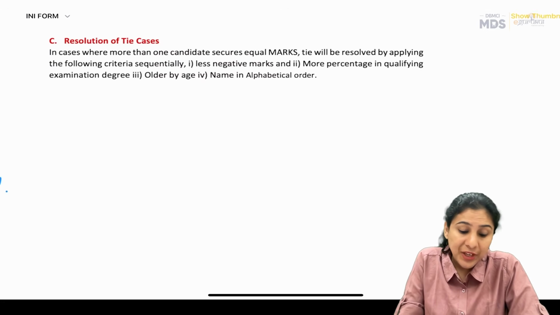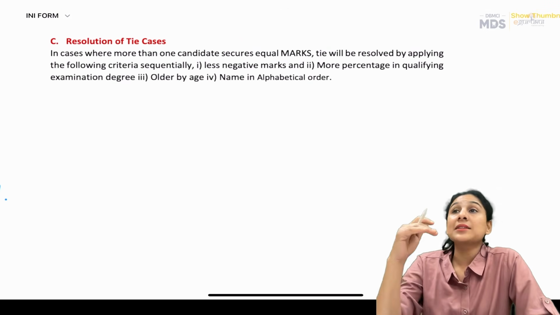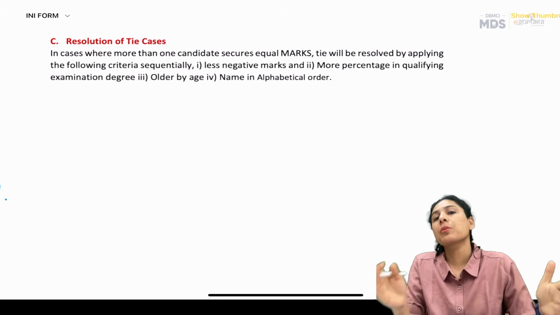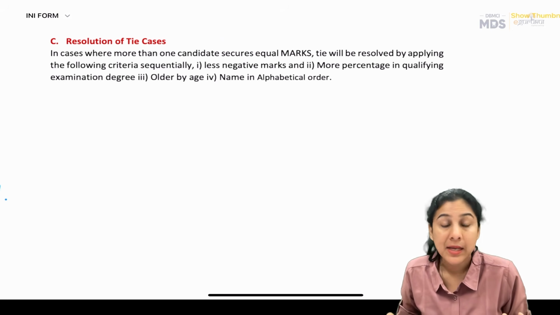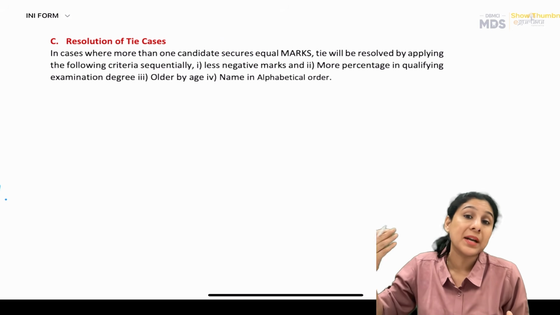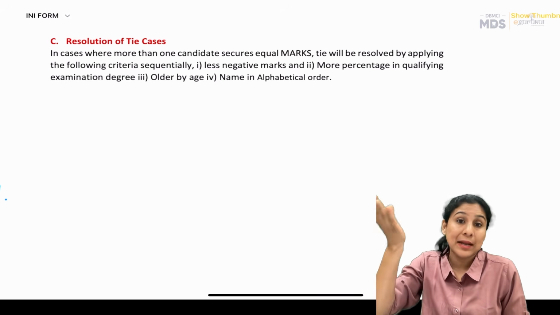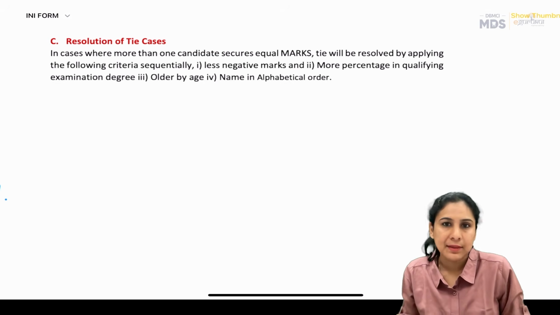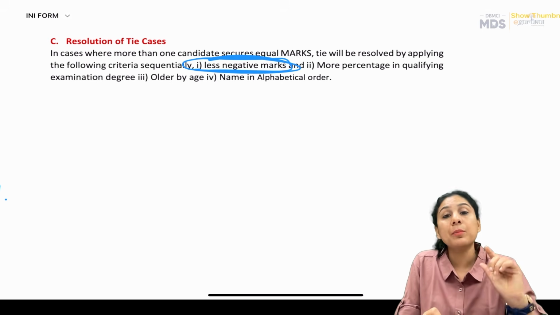Now, resolution of ties. Here also there is a slight difference between NEET and INI-CET. In NEET, the distribution is part A and part B. Part A is basic sciences and part B is clinical sciences. Those who are scoring better in part B, those who have less negative in part B, have a better rank whenever there is a tie. Whereas in INI-CET, there is nothing like that. There is no clinical and basic differentiation. Broadly, everybody who has less negative will be given preference.